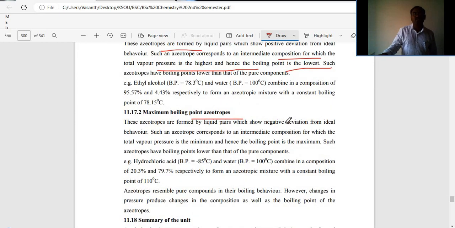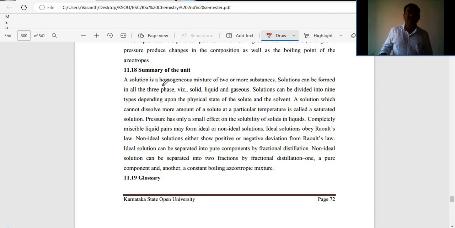Maximum boiling azeotropes are formed by liquid phases which show negative deviation from ideal behavior. Such an azeotrope corresponds to an intermediate composition for which the total vapor pressure is the minimum and hence the boiling point is the maximum. For example, hydrochloric acid and water combine in a composition of 20% and 80% respectively to form an azeotropic mixture with constant boiling point. How to summarize this?